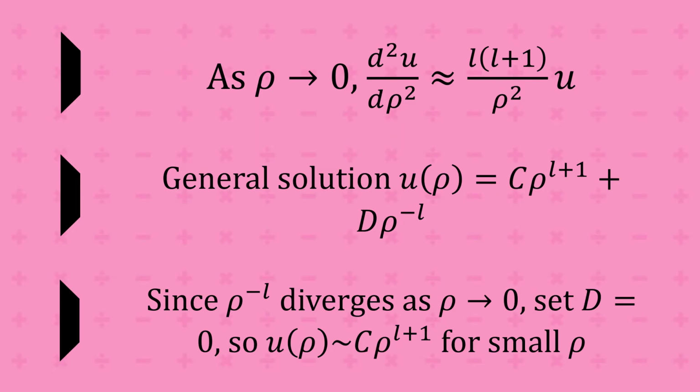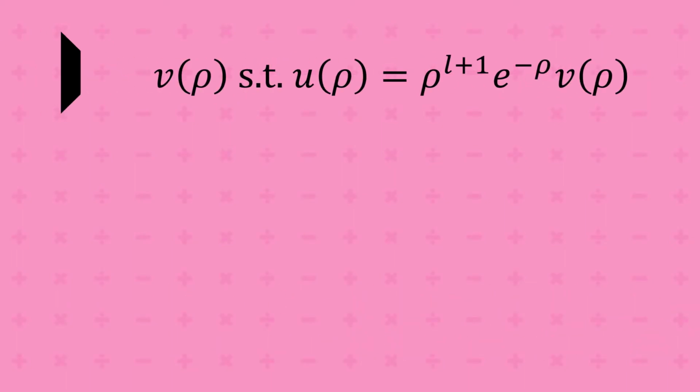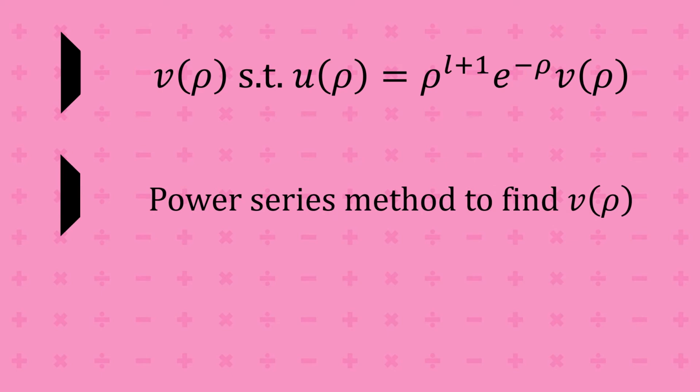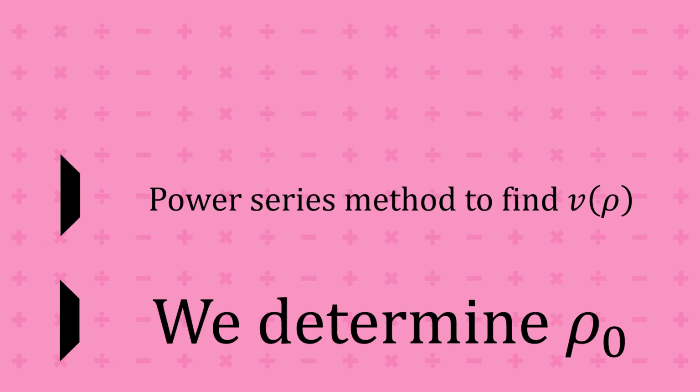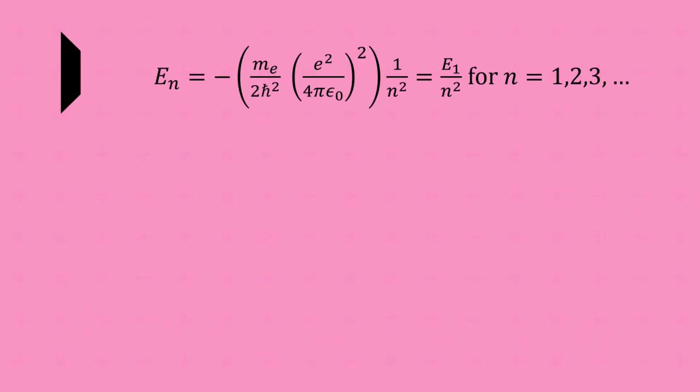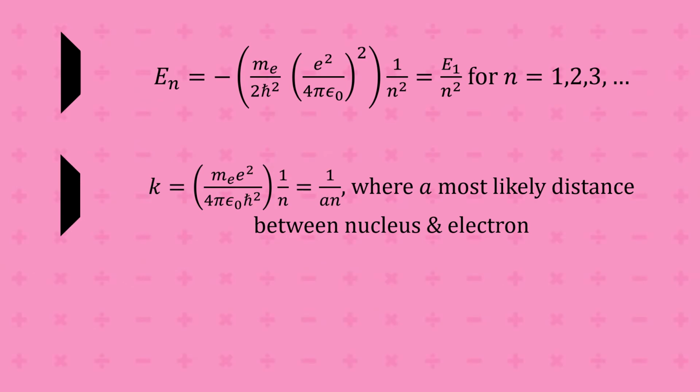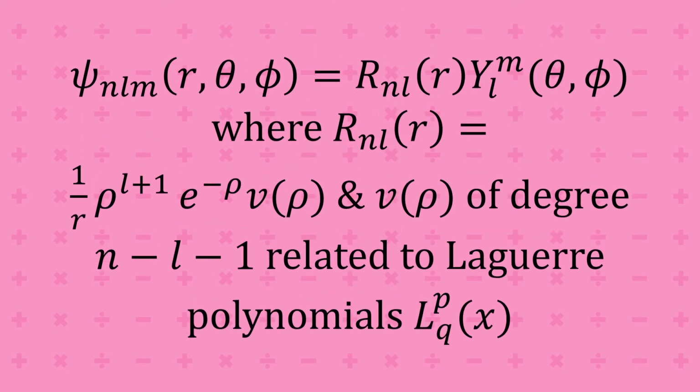As ρ tends to 0, we have that the second derivative of u with respect to ρ is approximately L times L plus 1 over ρ squared times u. This approximation has general solution given by this expression here. But since ρ to the minus L diverges as ρ tends to 0, we set d equals 0, so we have that u of ρ is approximately C ρ to the L plus 1 for small ρ. To solve for u of ρ, we introduce v of ρ such that u of ρ is equal to ρ to the L plus 1 e to the minus ρ v of ρ. We use a power series method to find v of ρ. In doing so, we determine ρ0.